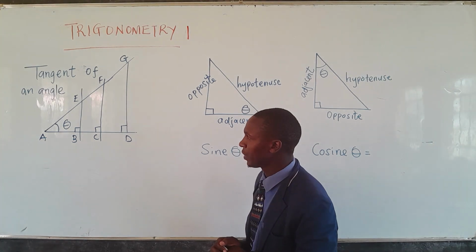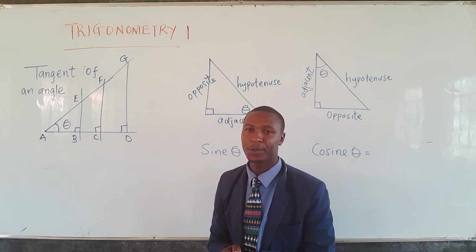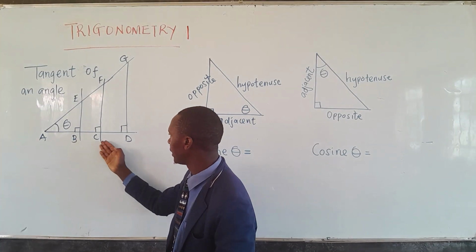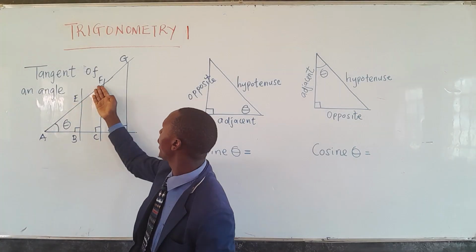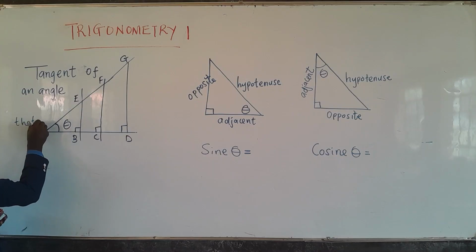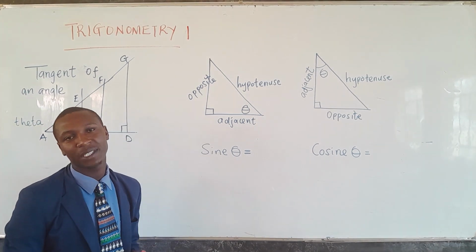Well, we're going to start with the first part, the tangent of an angle. What is the tangent of an angle? Maybe if we draw such a diagram where we have A, B, C, and D being a horizontal line, then we have another line A, E, F, G, which forms an angle. This angle we're going to call theta. Theta is one of the symbols that we use in mathematics to represent angles.